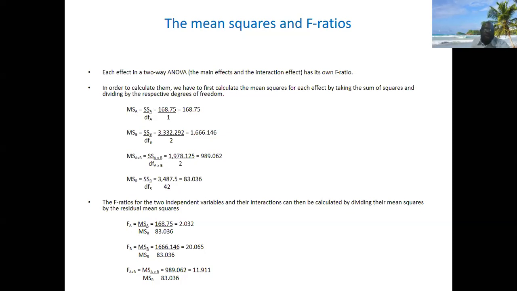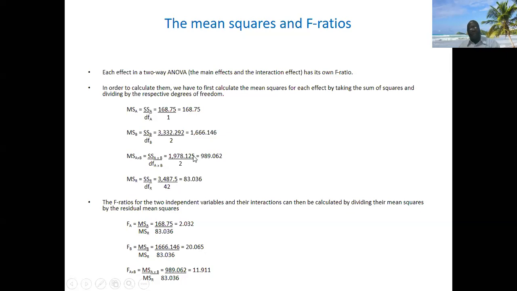So the sum of squares for alcohol divided by the degree of freedom for alcohol. And the degree of freedom, you know, there are three groups of alcohol: no pint, 2 pints, 4 pints. So 3 minus 1, making 2. So the degree of freedom for alcohol is 2. And when you divide it, you get it.